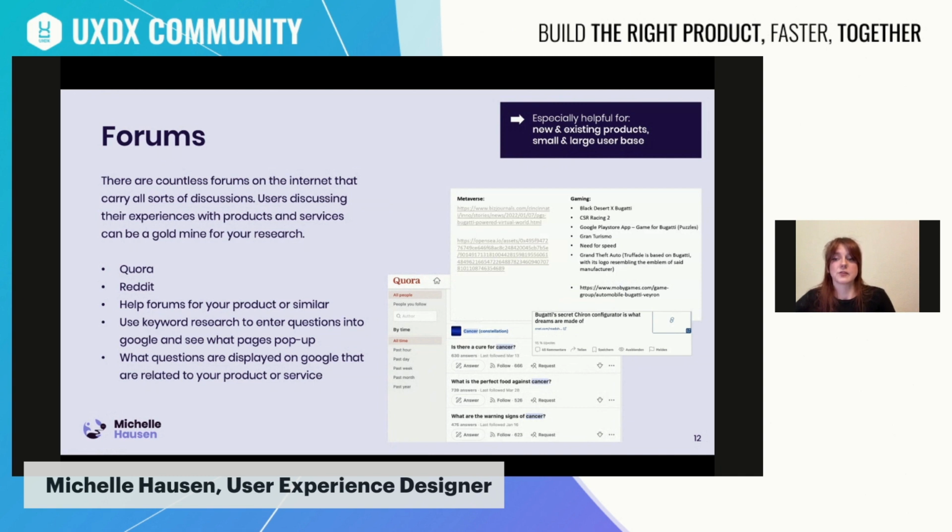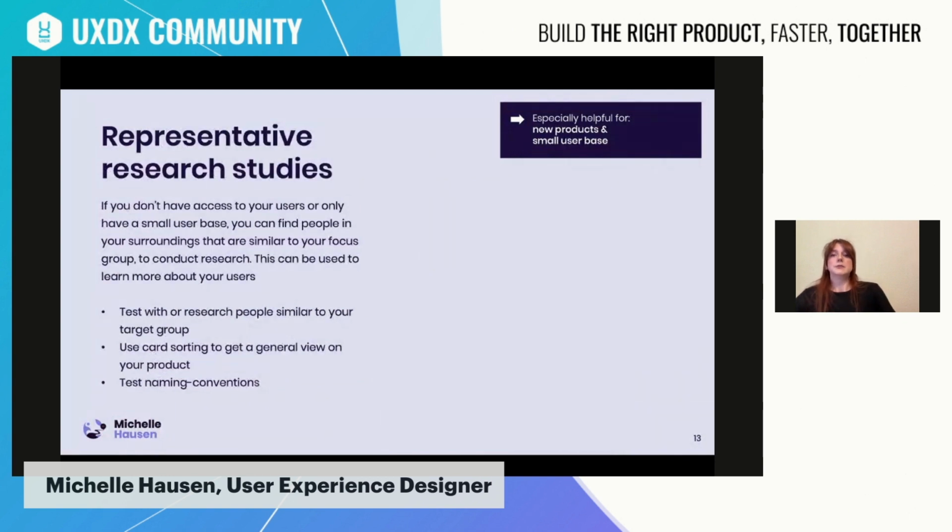And yeah, so the next one: if you don't have users yet, or you don't have the budget or time to conduct in-depth research studies, a good way is to use representatives. That could be anything from your work colleagues, your family, your friends, anyone you could think of that has some kind of similarity with your target group.